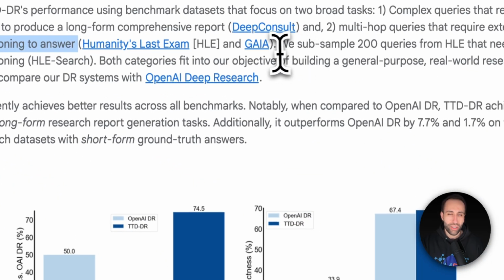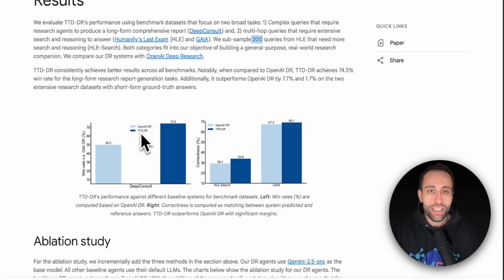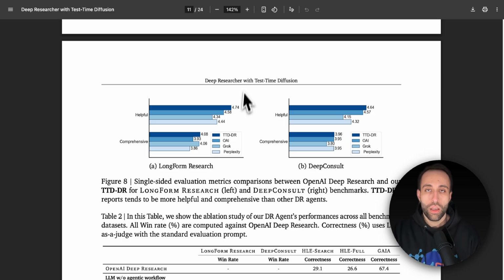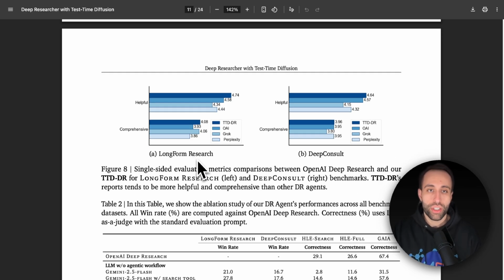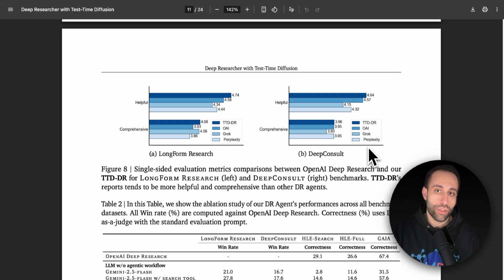So using these two, on average, they subsampled around 200 queries. And they showed in the chart here, clearly, that TTD-DR, which is their approach, compared to OpenAI, which is this light blue color, actually scored better with a higher win rate than OpenAI. So they showed this is certainly outperforming. Also, besides OpenAI, in the paper they mention that they checked comprehensiveness and how helpful it is compared to other deep research models, namely Perplexity, Grok, and again OpenAI. And you can see that the dark blue one, which is this solution, is beating the rest among all different scenarios.